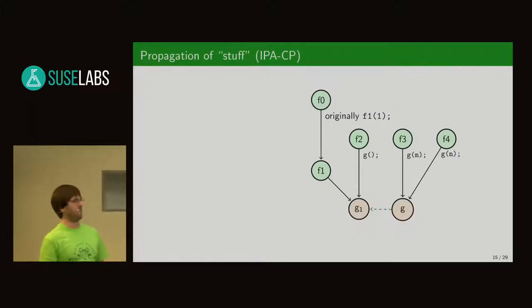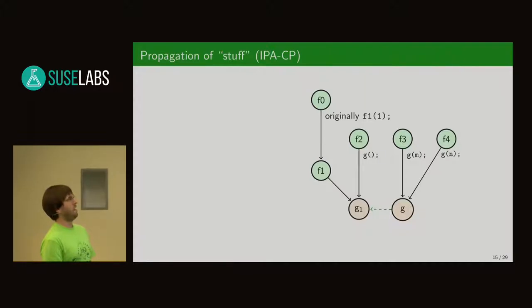So if the situation is only very slightly different, we have a function F0 that passes one to F1, which then just takes this value and passes it to G. The pass knows, oh, this is one. The thing that is passed from F1 to G is one, and it knows that it can use the specialized functions for this call context as well.